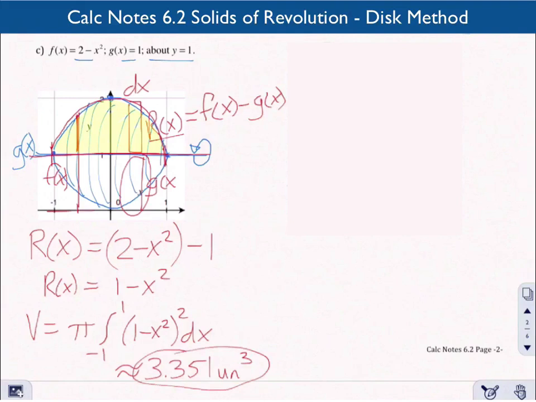Alright, so the biggest thing here is draw what you're trying to get, draw your representative rectangle, identify the width and the radius. And you might have to be creative in finding the radius, by subtracting some functions there.